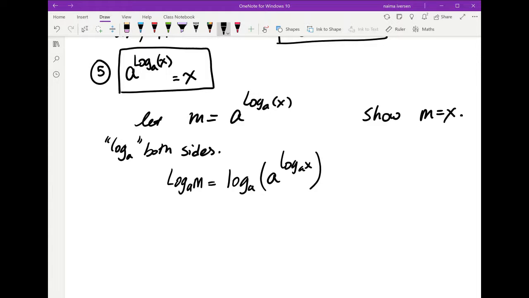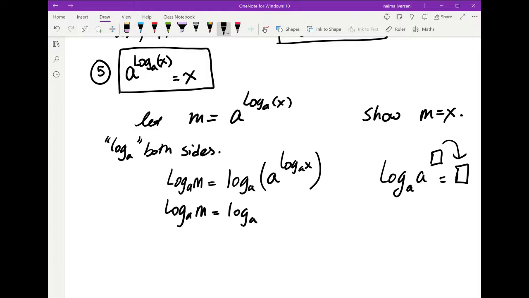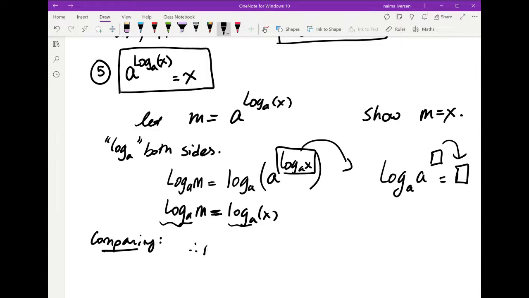Now this seems like a lot, but on the right-hand side, what you've really got is log base a of a to the something. And remember that that something pops out because logs are exponents. So we have log base a of m is equal to log base a of x on this side because the exponent right here pops out. Now by comparing the two sides, you can see that because the two sides have to be equal and the log base a and the log base a are the same, therefore the m value and the x value has to be equal.